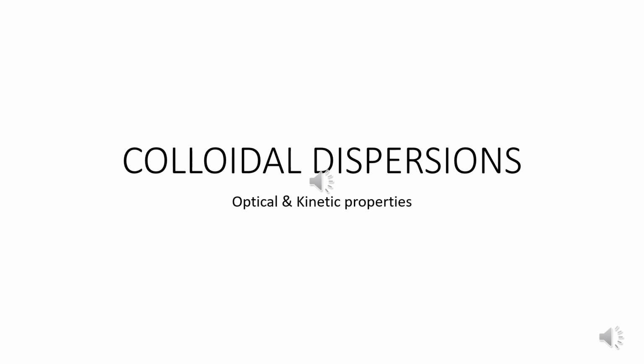Colloidal dispersions also show several distinctive properties: optical property, kinetic property, as well as electrical property. In this topic, we are going to discuss optical properties and kinetic properties. Optical properties involve the Tyndall effect, Brownian movement, etc. Colloids can be classified based on the nature of the dispersed phase as well as the dispersion medium, like solution, emulsion, foam, aerosol, etc.